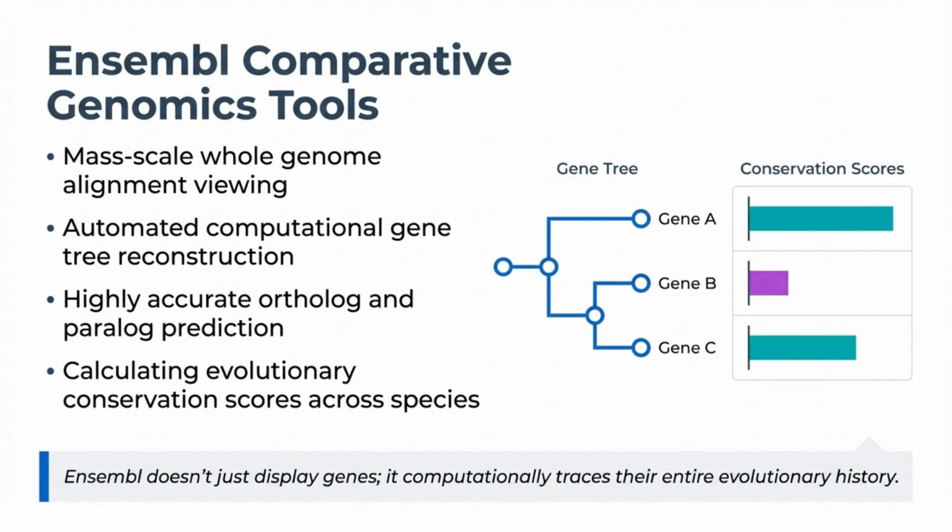Ensembl also provides conservation scores. A highly conserved sequence usually suggests functional importance because evolution has preserved it across species. These conservation tracks can highlight coding regions, regulatory elements, and other important genomic features. If you look at the slide, the key message is that comparative genomics is not only about seeing similar sequences, it is about inferring evolutionary history from them. While Ensembl is especially strong for vertebrates, comparative genomics extends far beyond animals.